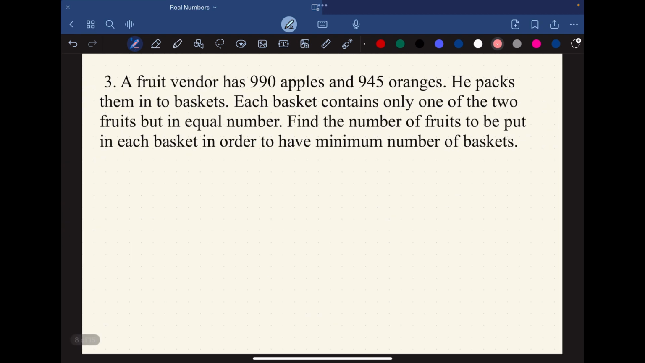A fruit vendor has 990 apples and 945 oranges. He packs them into baskets. Each basket contains only one of the two fruits but in equal number. Find the number of fruits to be put in each basket in order to have the minimum number of baskets. So when you are seeing minimum, maximum, you are clear with the concept of what you have to go with. But this is a little tricky question. Find the number of fruits to be put in each basket in order to have the minimum number of baskets. So let me give an example.